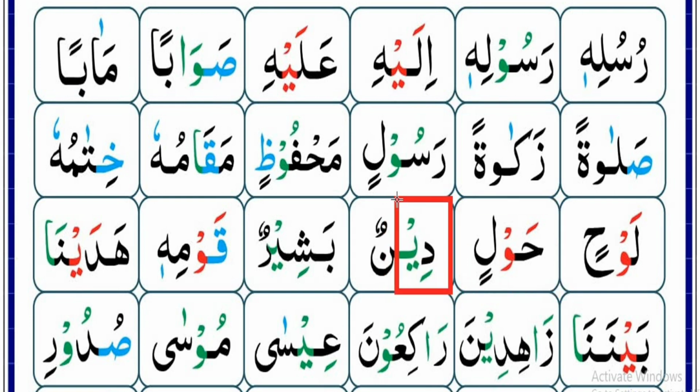And this one is dal ya kasra di, nun dhammatain nun, dinun. So di will be stretched because this ya is ya madda, and it is because the sign before ya sakin is a kasra. Because of this kasra, under dal, the next letter ya sakin is ya madda.